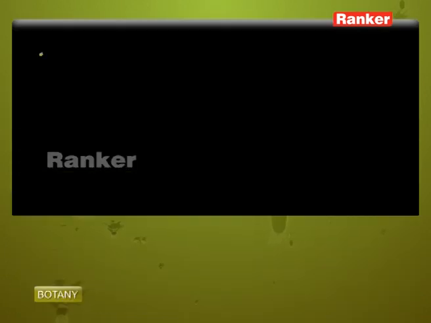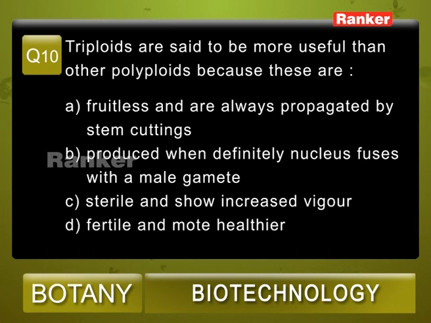Question 10. Triploids are said to be more useful than polyploids because choice A, they are fruitless and are always propagated by stem cuttings. Choice B, they are produced when a diploid nucleus fuses with the male gamete. Third, they are sterile and show increased vigor. And fourth, they are fertile and healthier.